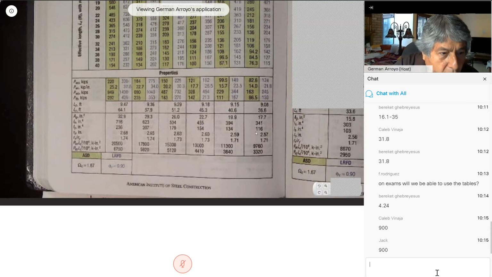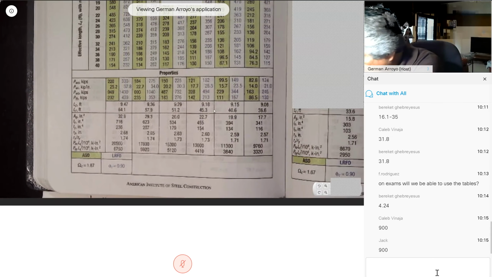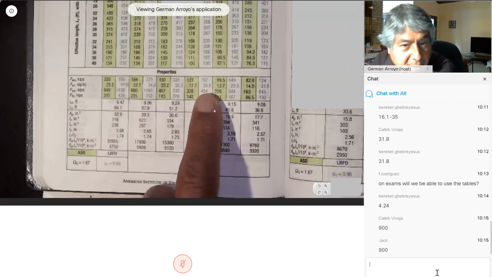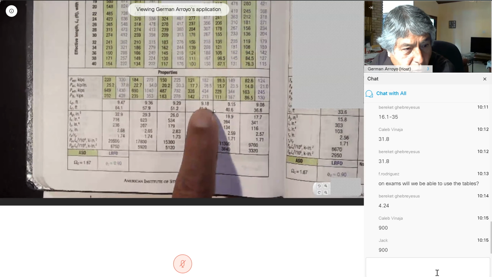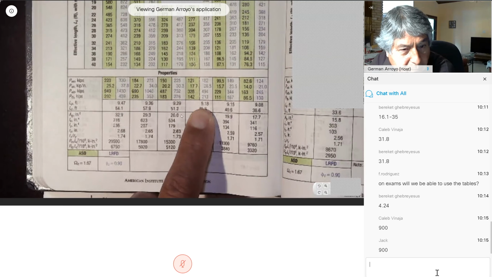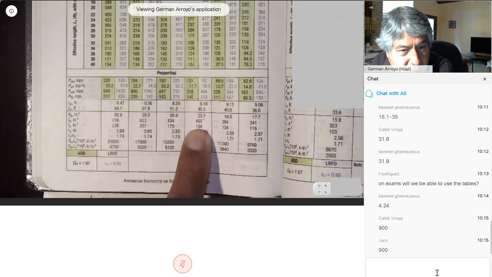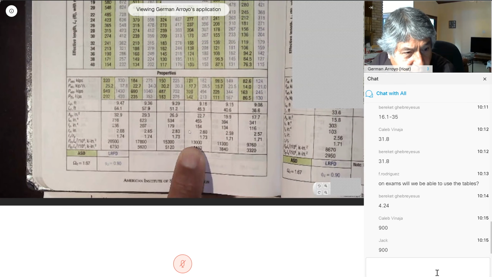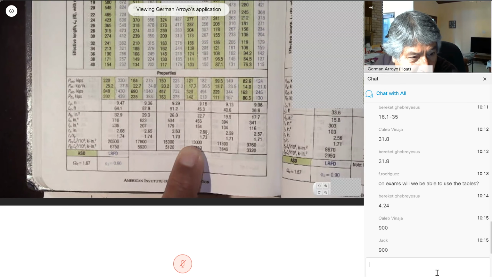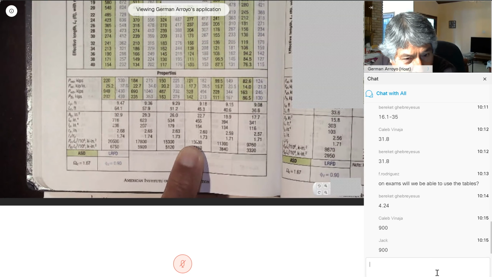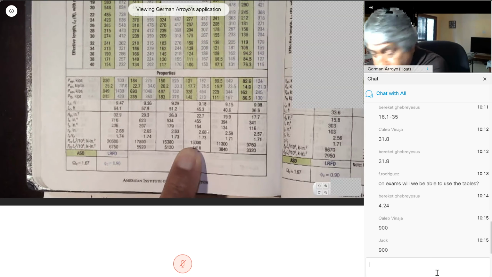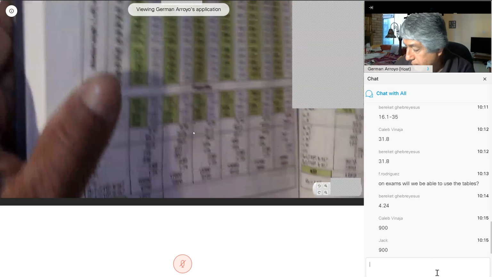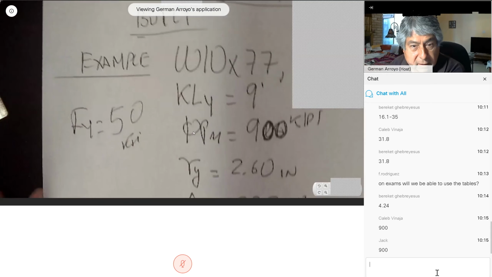And so all of this information, you can see that they give you for a W10 by 77, they give you those values we're going to use later for beam, but they give you the gross area. We need the gross area. They give you, we're going to use later the moment of inertia, but they give you right now Ry and Rx times Ry. So that information I had written here.